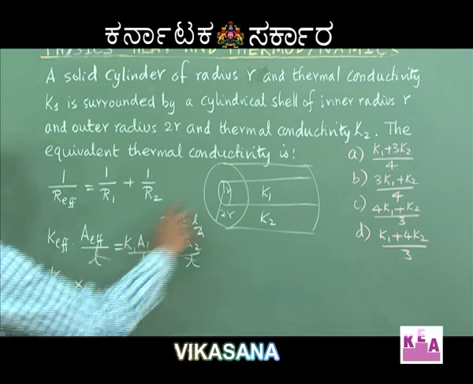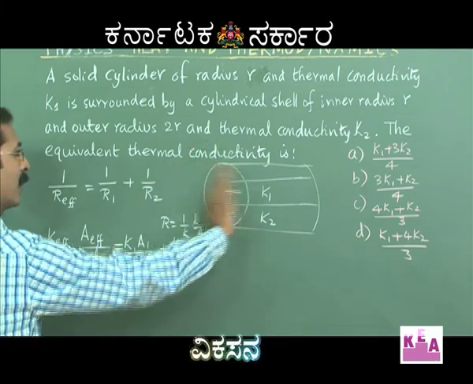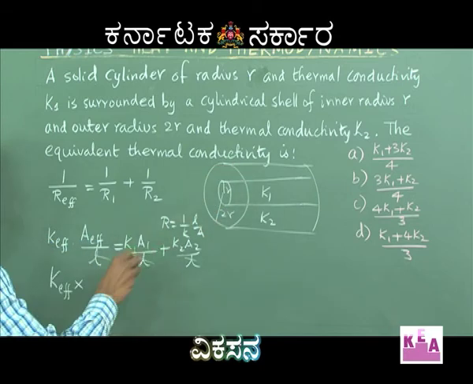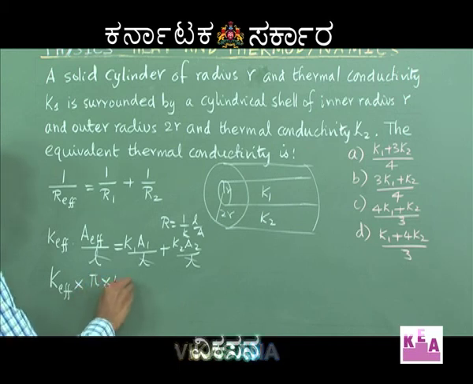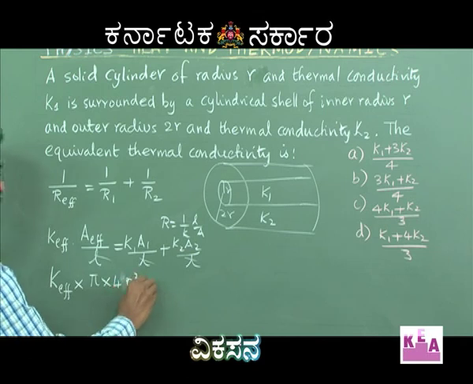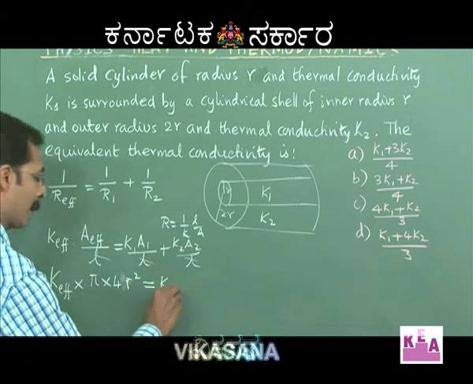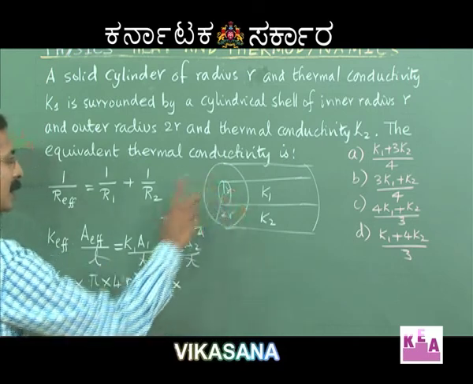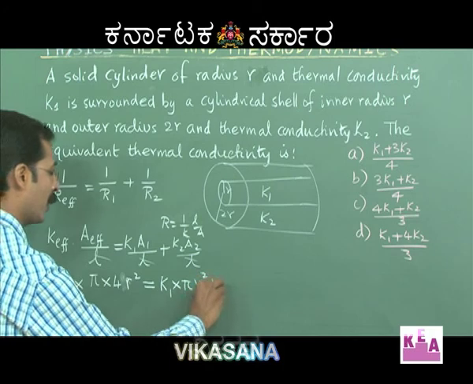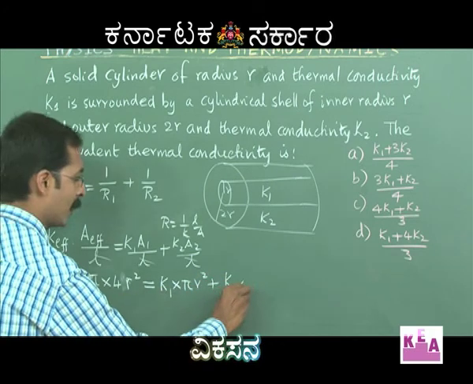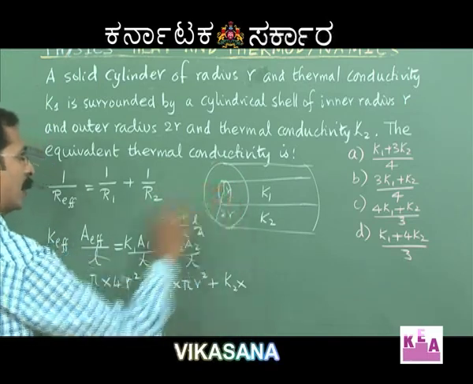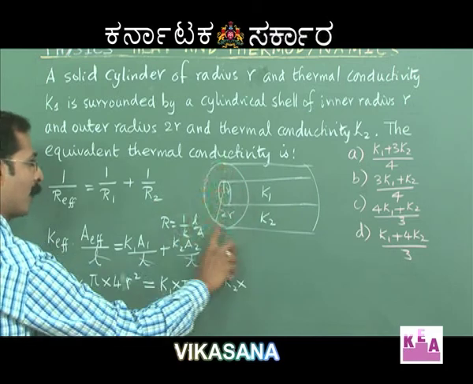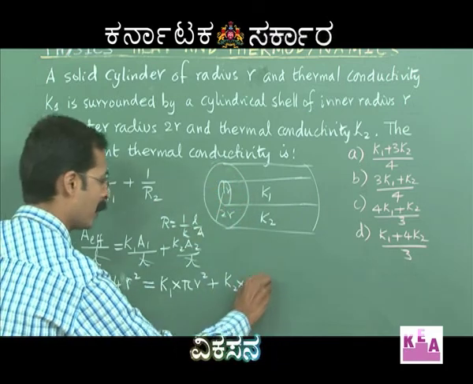into A effective, where A effective is the total area, because that is the area that is exposed to this side. The total radius is 2r, therefore I get pi into radius squared, that is pi into 2r whole squared, equal to K1 into A1, the area of the inner cylinder, that is pi r squared, plus K2 into the area of the outer shell. The total area is 4 pi r squared, the inner area is pi r squared. Therefore, area of this shell is 4 pi r squared minus pi r squared, which is 3 pi r squared.